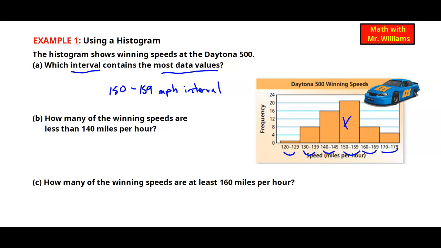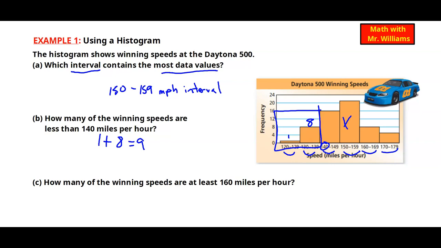B, how many of the winning speeds are less than 140 miles per hour? So we see 140 miles right here. So that means anything less than it. Okay, so how many do we think are between 120 and 129? I'm going to say there's one. How many are in the category of 130 to 139? Looks like 8. So let's go ahead and add those up. We have 1 plus 8 will give us 9. There are 9 winning speeds that are less than 140 miles per hour.